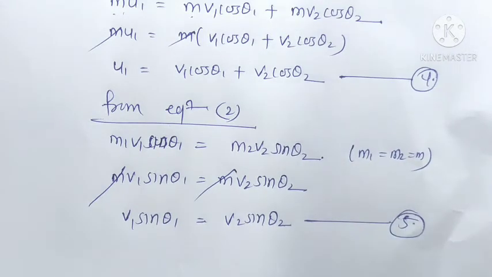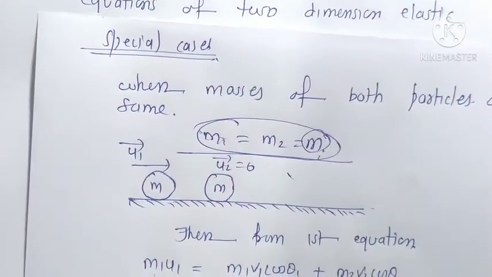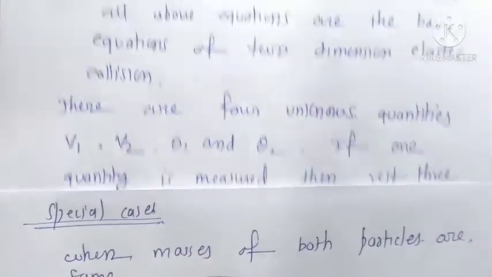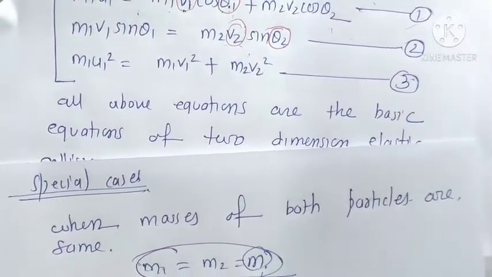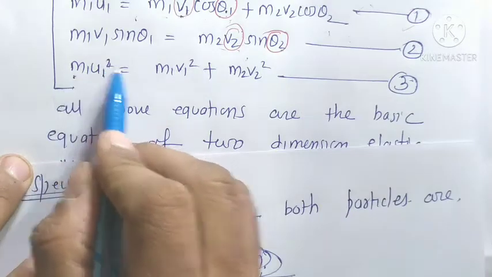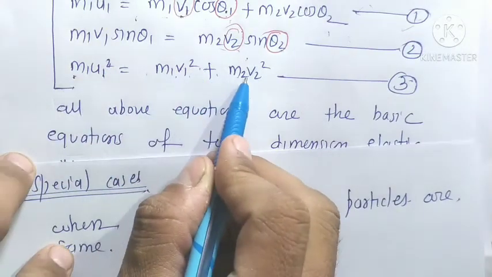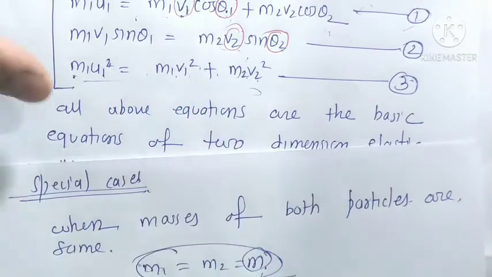Now we have the last equation, equation number 3, and we use that equation: m1 u1 square = m1 v1 square + m2 v2 square. Firstly we write this equation.